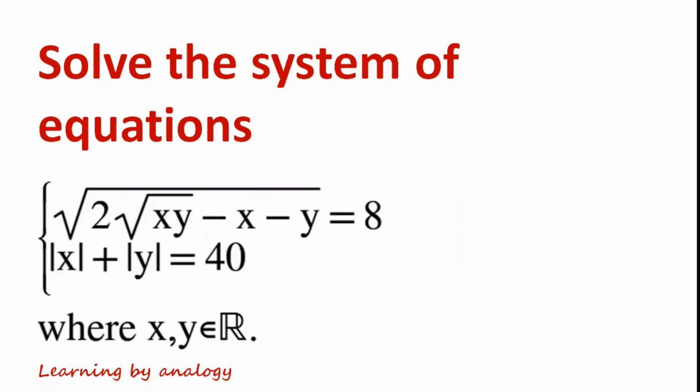Solve the system of equations. Root of 2 times root xy minus x minus y equals 8. Modulus of x plus the modulus of y equals 40, where x, y are real numbers.